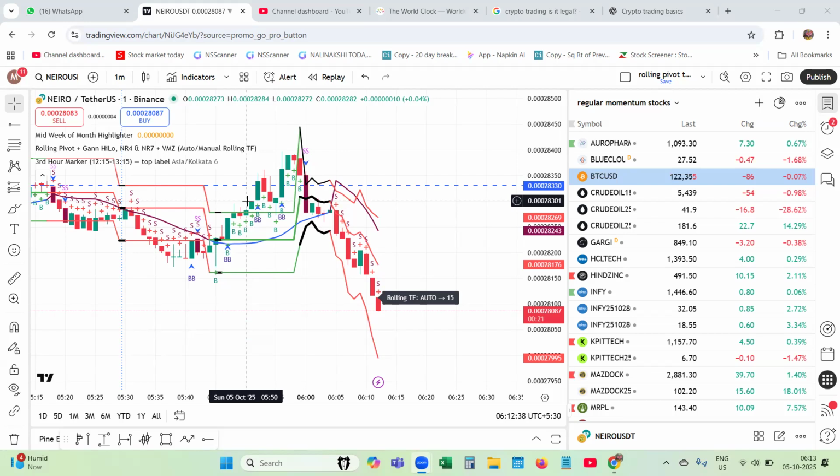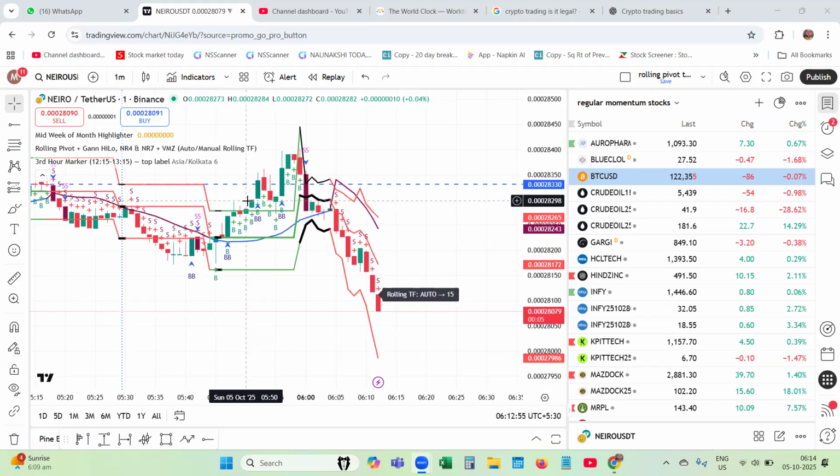One of my viewers purchased my indicator and he was telling me he is trading in crypto. So I never explored this crypto. I just applied my indicator on this crypto. This is NEIRO USDT and it is working so beautifully.